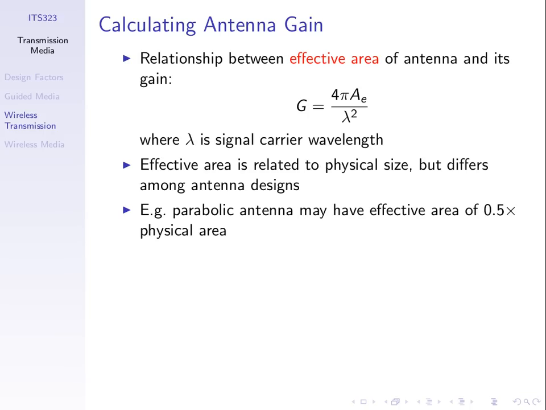Remember last week we had pictures of the dish antennas. You can have one for your satellite TV, it's about 0.5 meter. But the ones that communicate up to space and pick up receptions from space are maybe 300 meters across. Much larger antenna, much higher gain. Smaller wavelength, larger gain.